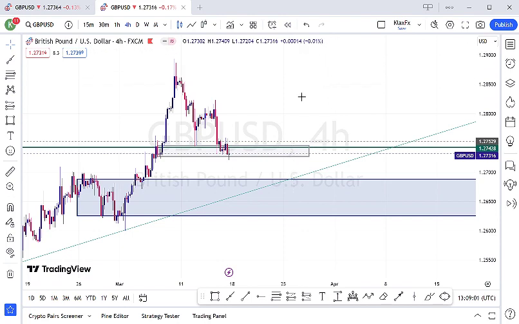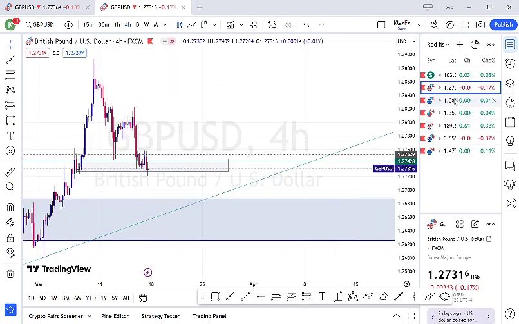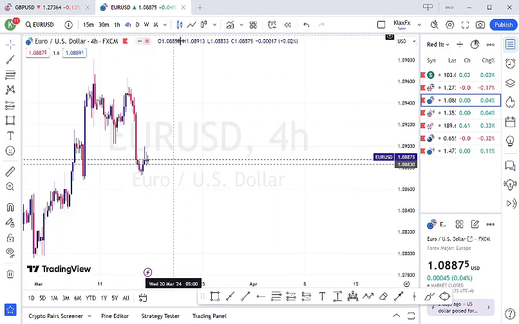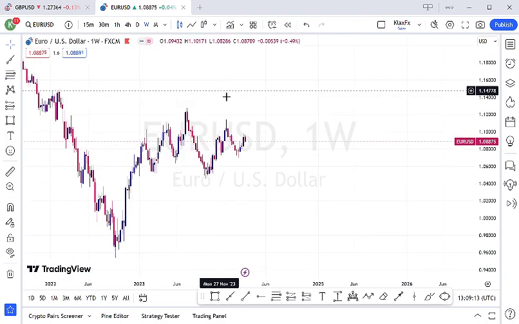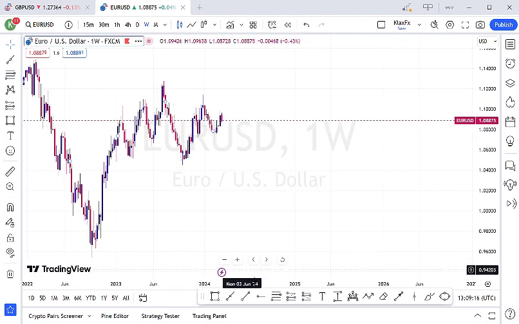So I'll just wait and see how price reacts inside of this one. My next pair I'm looking at is EURUSD. So on EURUSD, let me go to the weekly time frame too. EURUSD on the weekly time frame, let's start by drawing our SNR.